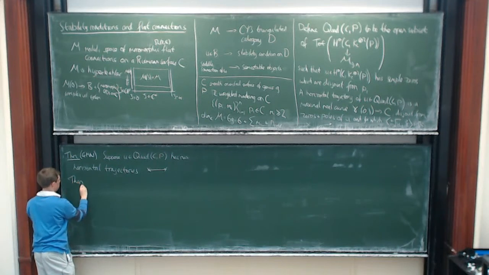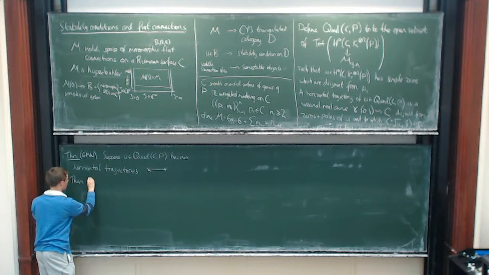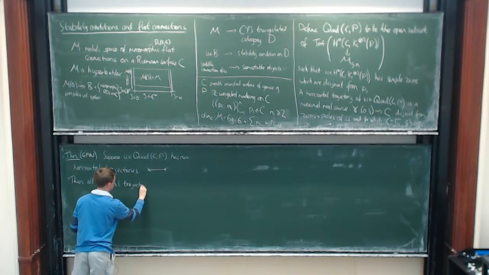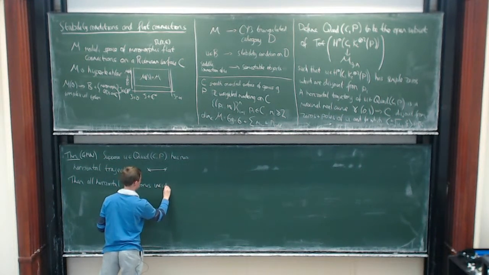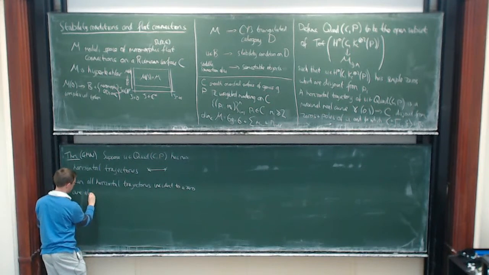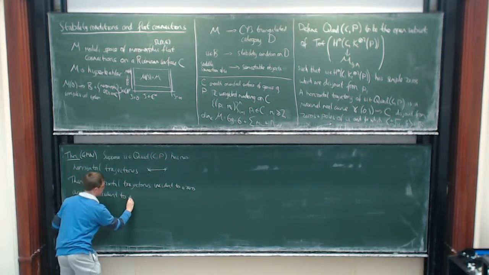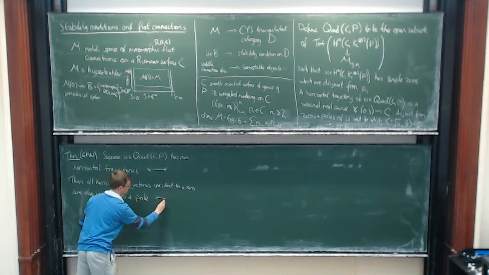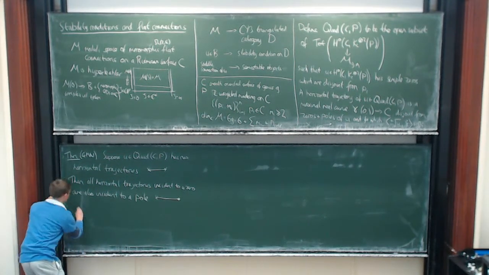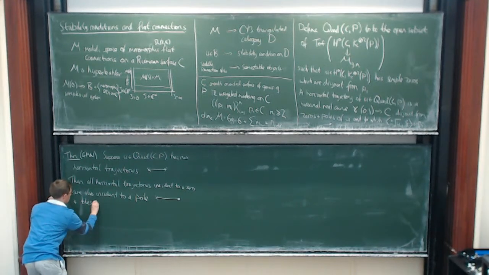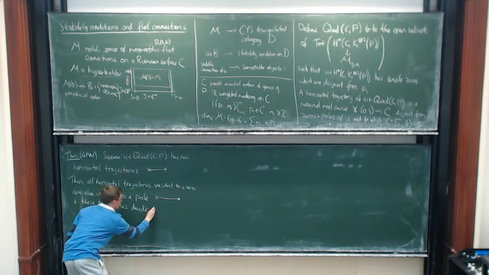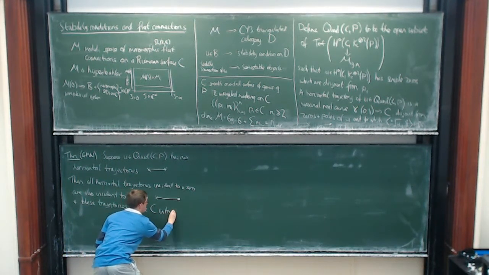Then all horizontal trajectories incident to a zero are also incident to a pole. So that's to say, if I have any horizontal trajectory which at one end hits a zero, then at the other end it's guaranteed to hit a pole. And moreover, these trajectories divide C into cells of two types.